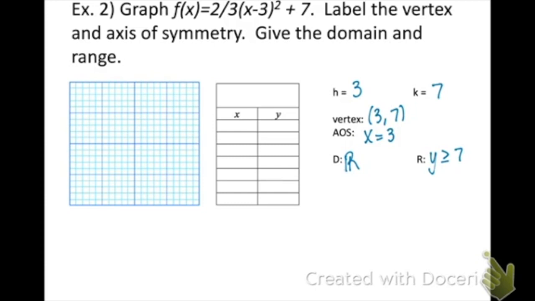Domain is always all real numbers. And our range this time is going to be y is greater than or equal to 7. The reason why is because I do not have a reflection. There's not a negative out in front of my equation. So I know that my graph is opening up.